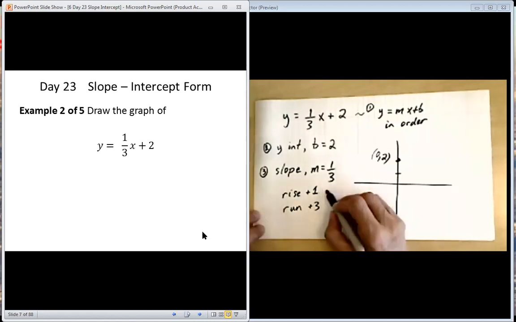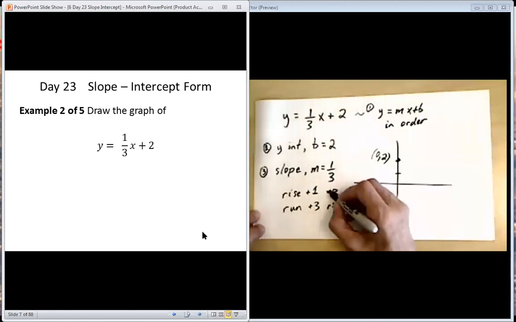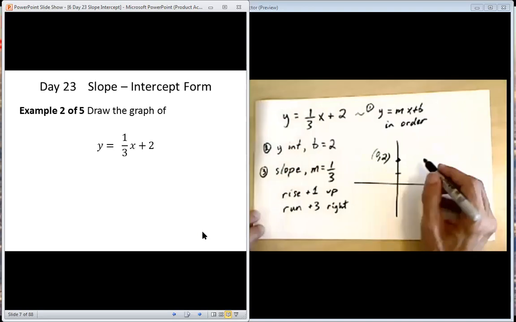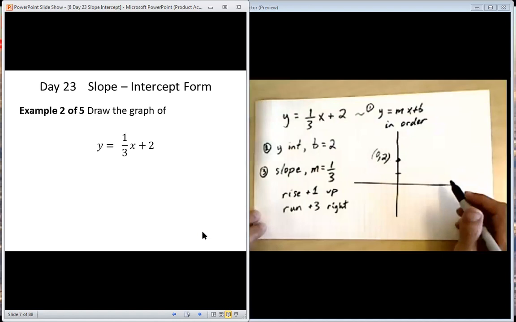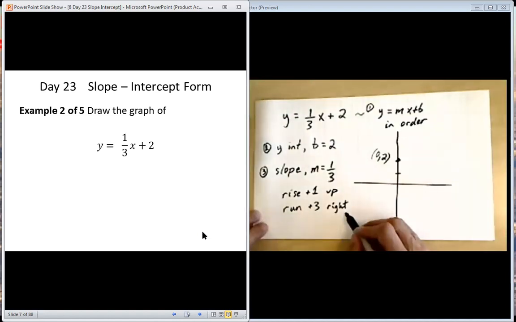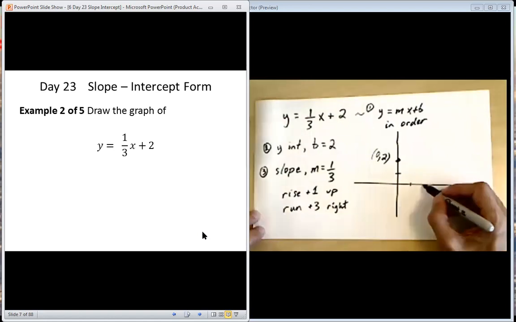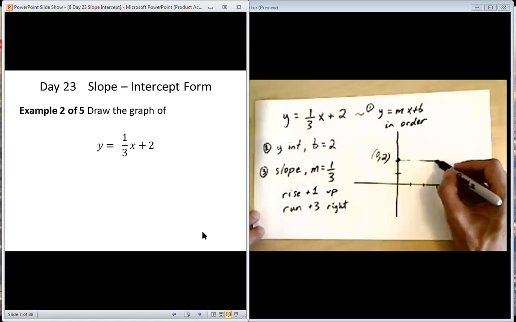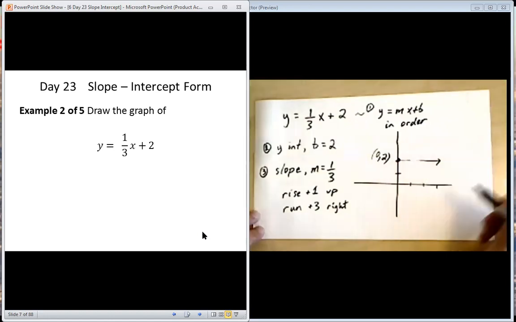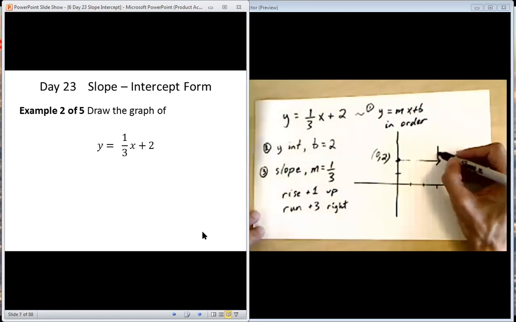Okay, so this will be up, and that will be to the right. Looking at our graph, at our picture, I usually go to the right first. So it goes right by 1, by 2, and then by 3. So it goes over to here. And then we're going to go up by 1. Just like that.